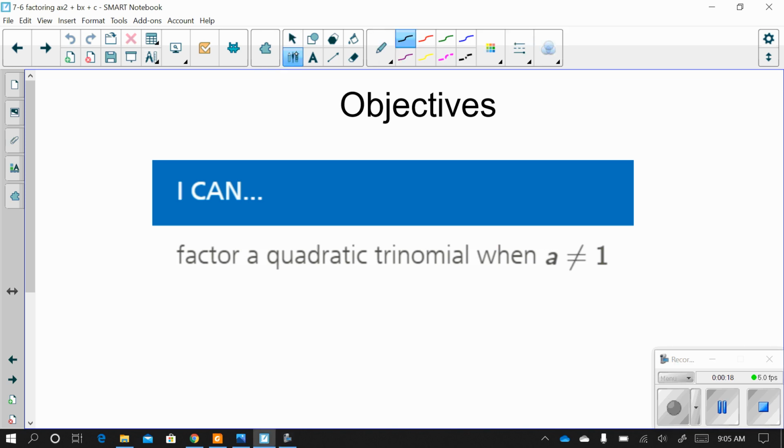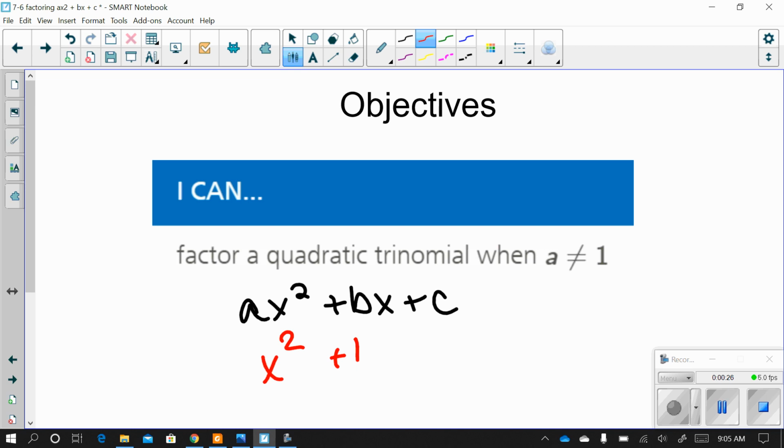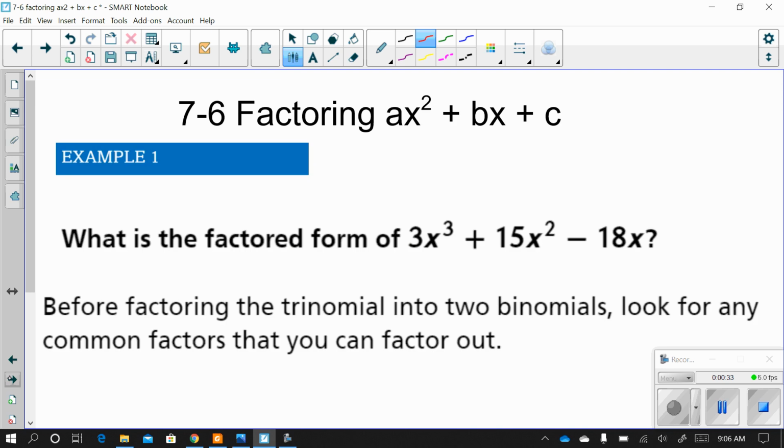Okay, so remember quadratic trinomial, we've been looking at ax squared plus bx plus c. But the last lesson, we just looked at what happened when we had x squared plus bx plus c. Now we're going to put a number in front of the x squared. Okay, so a little bit different. So 7, 6, we are factoring ax squared plus bx plus c. And remember, I teach this differently than the book does and some of the websites that you can use. I will be able to tell if you are not doing it the way I teach.